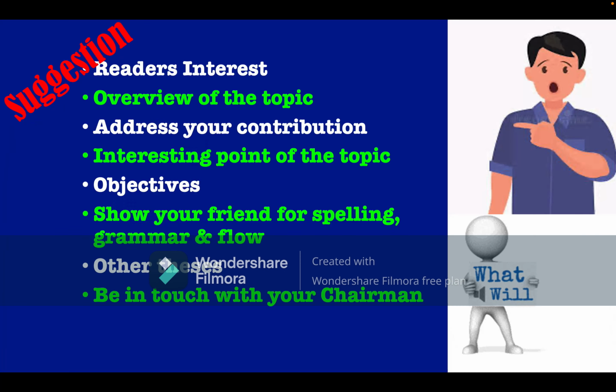My overall suggestion to write a very effective and good introduction is: try to draw the reader's interest, try to mention the overview of the topic, then address the contributions, try to touch the interesting point of the topic, and write very specific objectives related to your research work. Don't forget to show your friends for your spelling, grammar, and flow in the sentences. Always try to read the other theses related to your research work and be in touch with your chairman, which is the most important part.